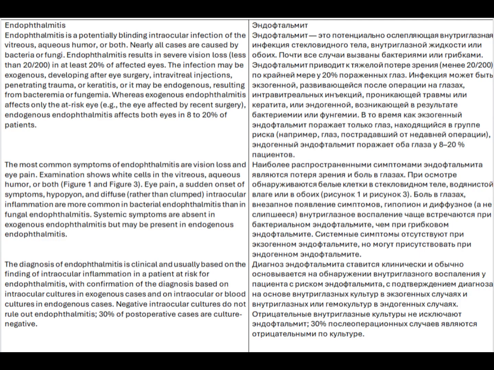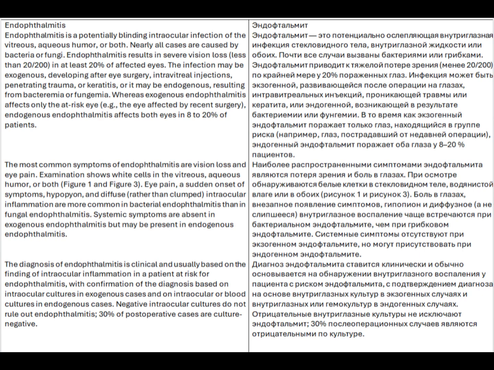The infection may be exogenous, developing after eye surgery, intravitreal injections, penetrating trauma, or keratitis, or it may be endogenous, resulting from bacteremia or fungemia. Whereas exogenous endophthalmitis affects only the at-risk eye, e.g., the eye affected by recent surgery, endogenous endophthalmitis affects both eyes in 8 to 20% of patients.